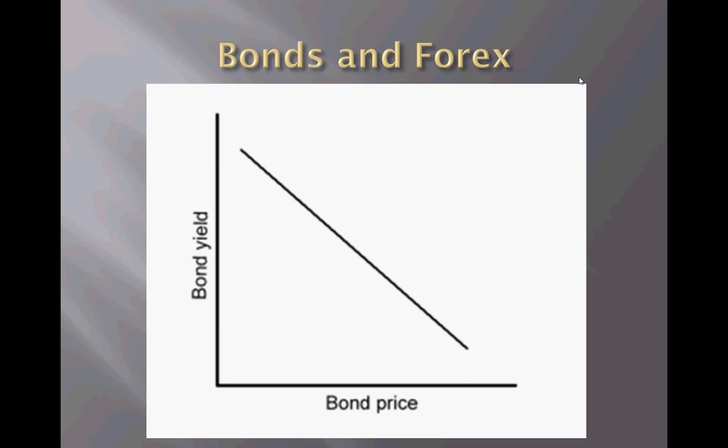Bond yields refer to the rate of return paid to the bondholder, whereas the bond price is the amount of money the bondholder pays for the bond. Now, bond prices and bond yields are inversely correlated. When bond prices rise, bond yields fall and vice versa. Here's a simple illustration to help you remember.